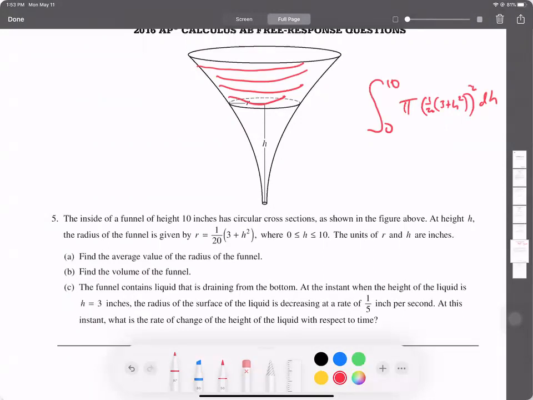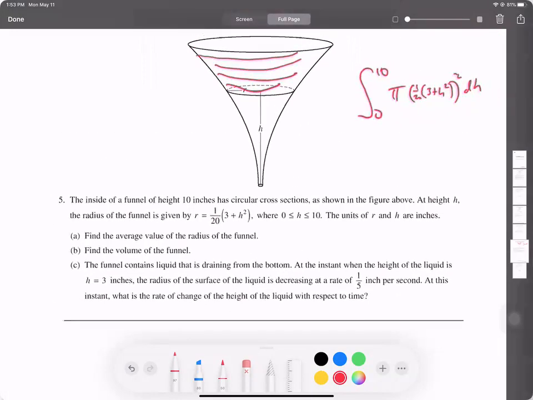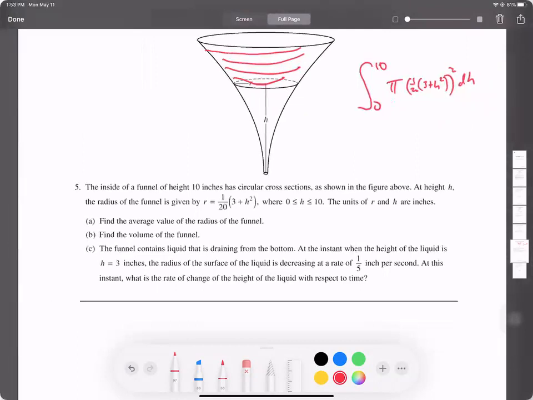Okay. The funnel contains liquid that's draining at the bottom. At the instant when the height of the liquid is 3, the radius of the surface is decreasing at. So the next one, yeah, that one's on it. So this is, I feel like, a related rates problem. Yeah, I was able to do the next one, but if anyone else needs it. Did anyone need help with 5C? I know Ms. Yagi's class barely covered it with me in like a day.